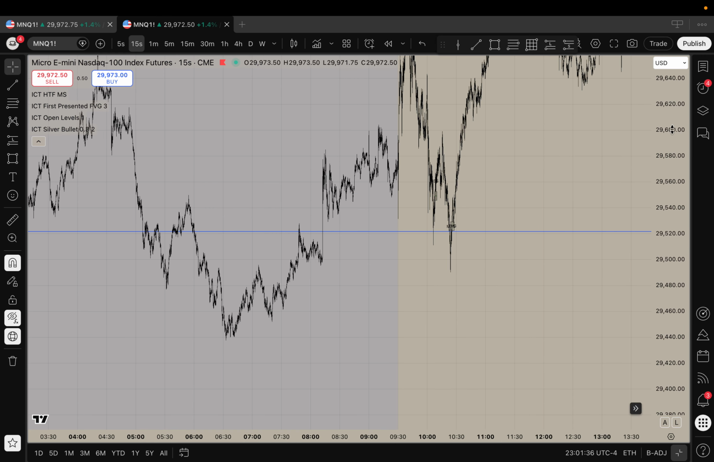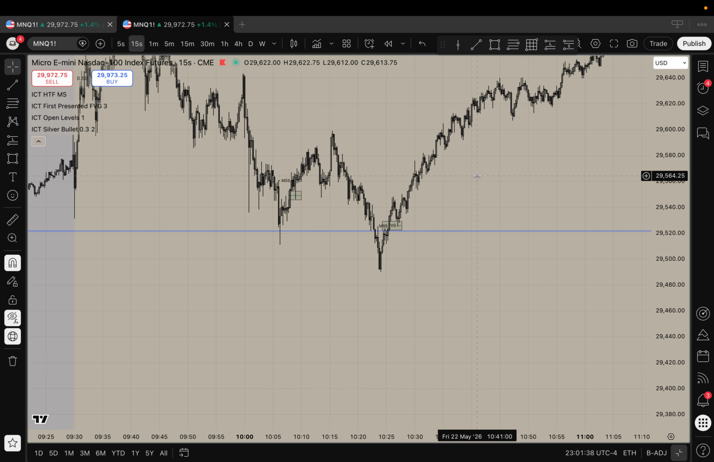We're going over last Friday's trade because I didn't do anything with it, and I didn't post anything on it. Then we're going to go over this week's outlook and forecast.